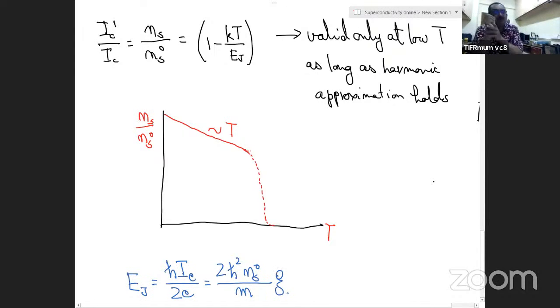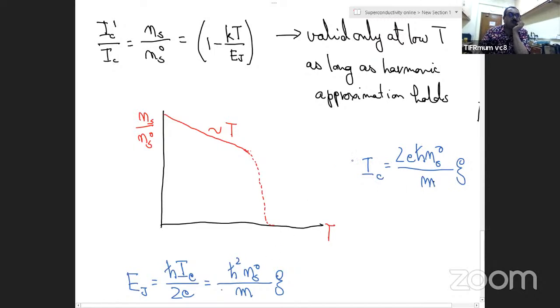Is this expression familiar? Does this expression remind you of something? Modulo the factor 2 and so on. Actually, this 2 also will go, because I have a 2 here. The expression for Ic, just to refresh your memory, is twice e ħ Ns0 divided by m into ξ. So plug this in here, the 2 will go, the e will go, and this is what you will get. Okay, good. So what does this expression remind you of?